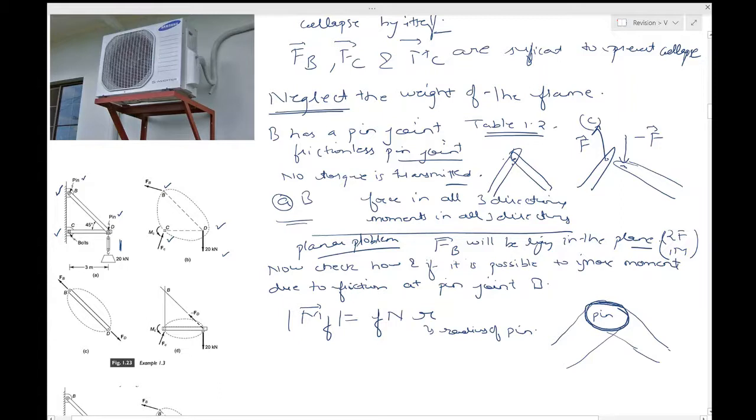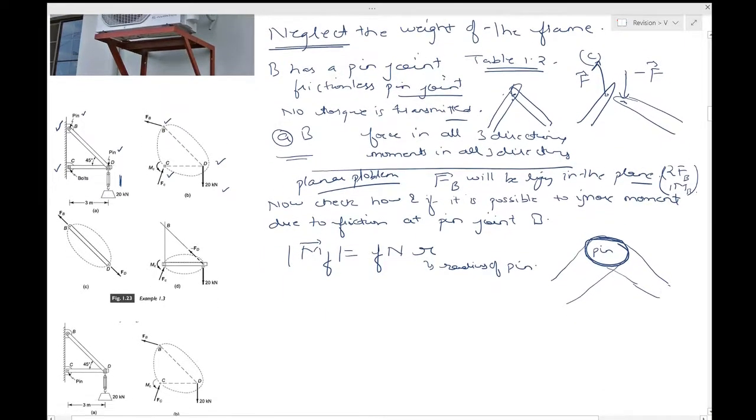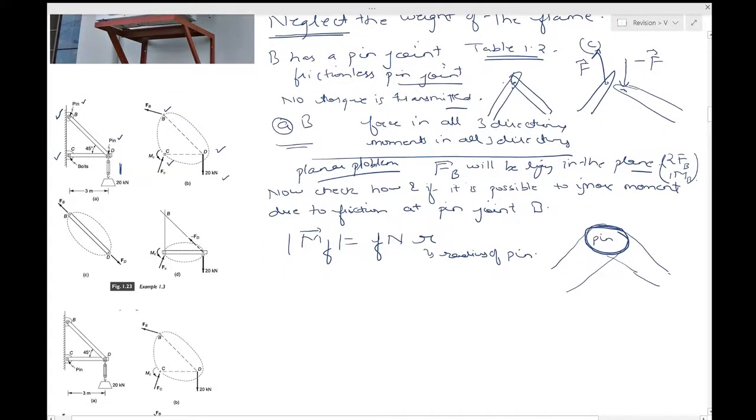Okay, so this is the moment at B. Now we have found the value of the moment due to friction at the pin, and now we will take one more consideration.